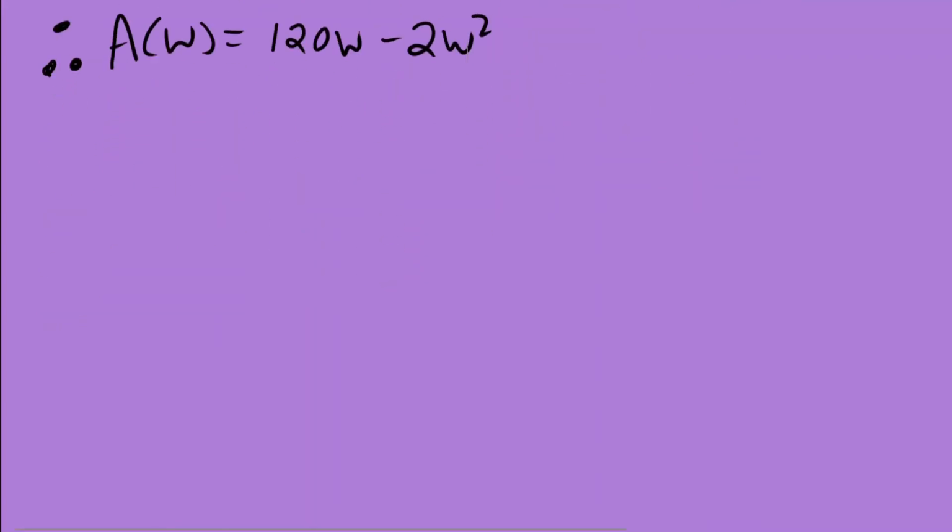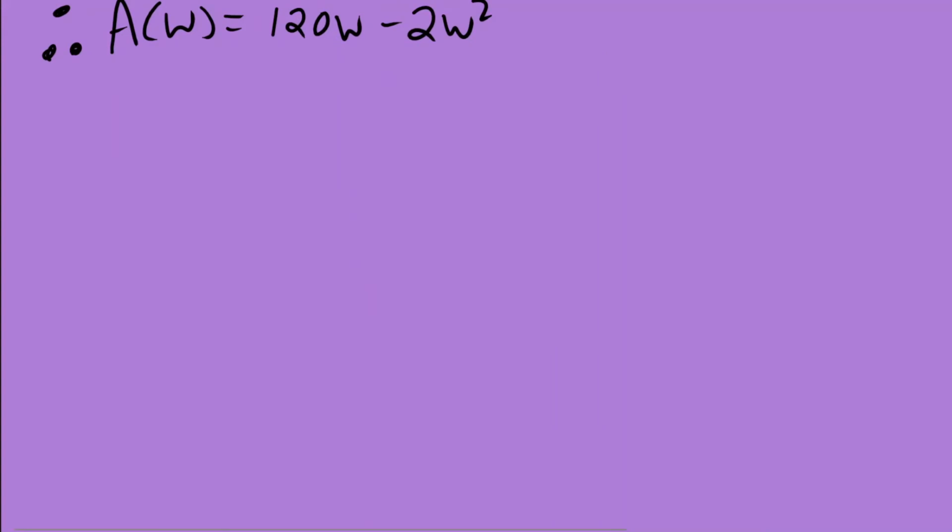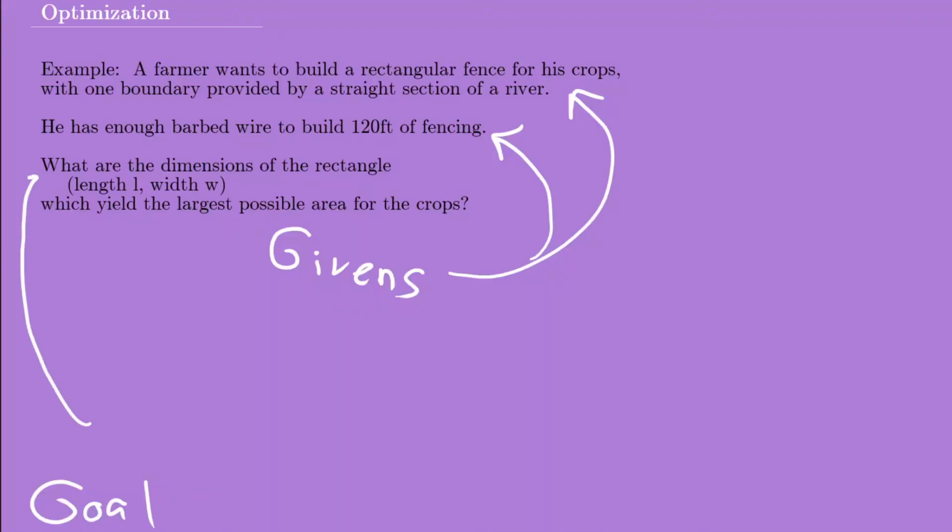Is there anything else we know? I'm not sure. So, it looks like we have filled in all of our easy details. Now is where the fun begins. We must identify our goal in this example. What are the dimensions of the rectangle, length L with width W, which yield the largest possible area for the crops?